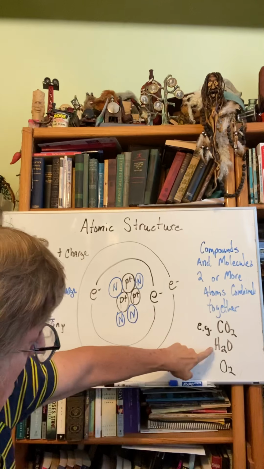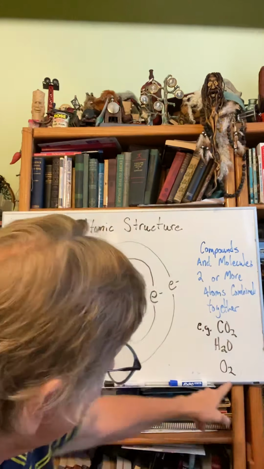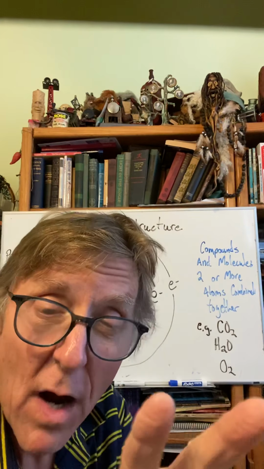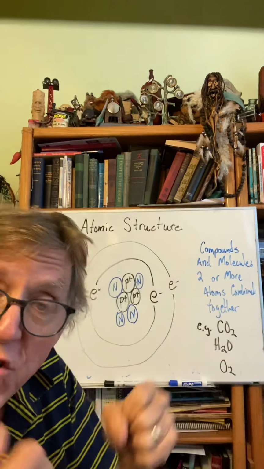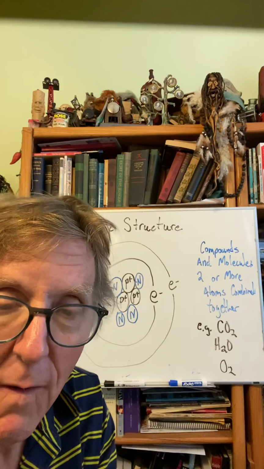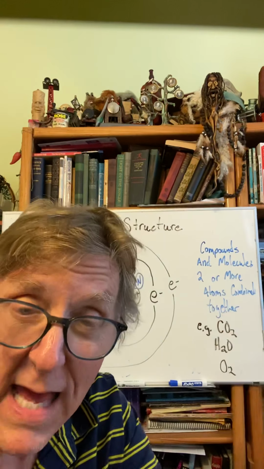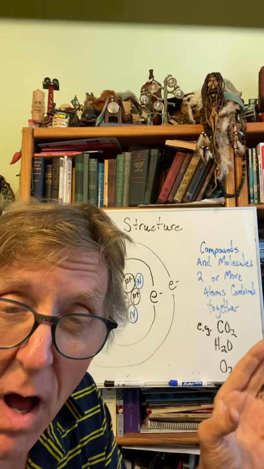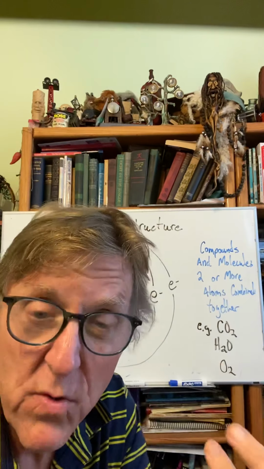Water is another example. 2 hydrogens and 1 oxygen. And oxygen gas is the third example I have up there. And it's just 2 oxygen atoms together, combined, sharing pairs of electrons so that they're stable. All right. So that's the structure of atoms and why we have reactions and these compounds and molecules. It's because of the electrons and trying to gain what we would refer to as stability.